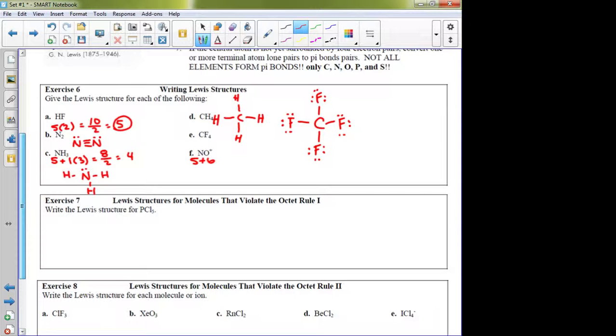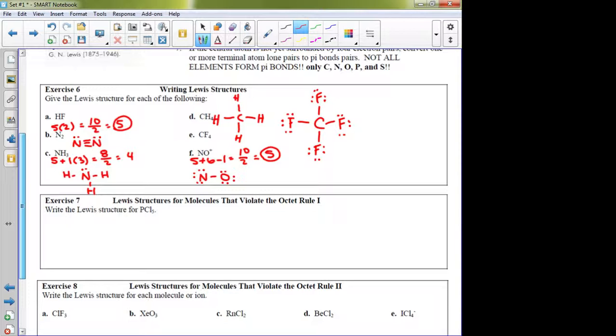All right. So this positive means I've lost an electron, so I've got to subtract 1, to show that I've lost it. So 5 plus 6 is 11, minus 1 is 10. So I divide by 2, and this shows me that I need 5 pairs of electrons. So I put nitrogen in the middle. I show it bonded to oxygen, but then when I try to fill in to give them 8, what do I notice? It's too many.